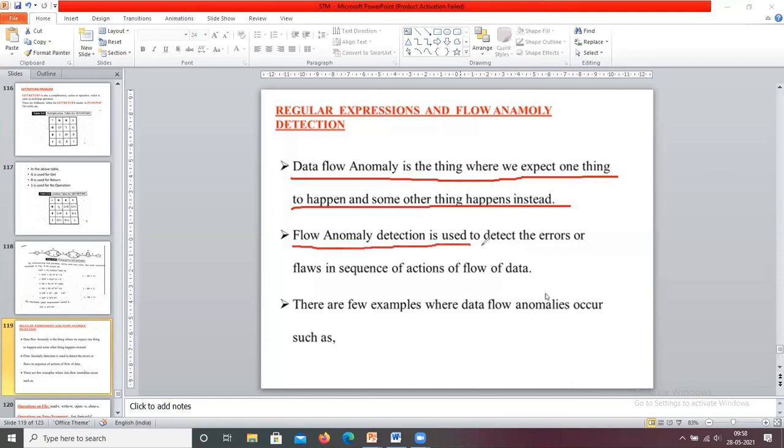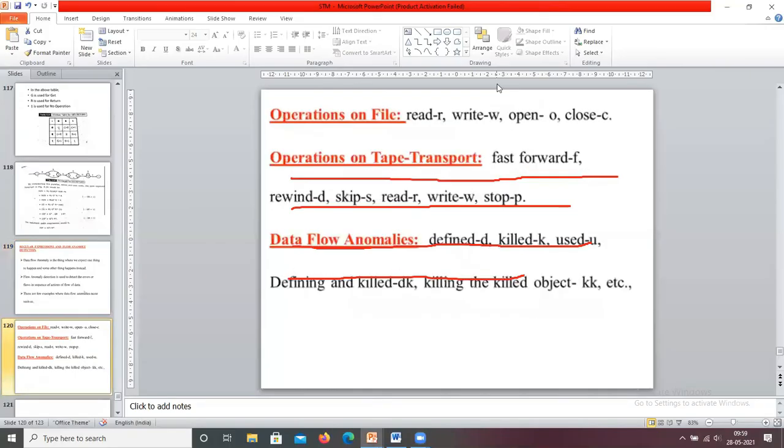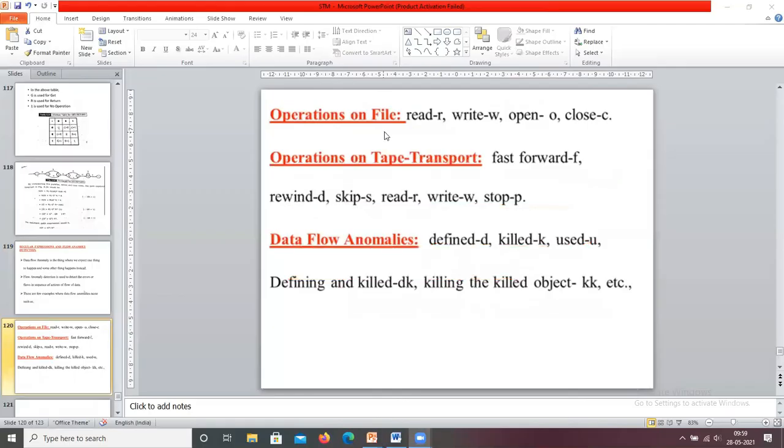Flow anomaly detection is used to detect the errors or flaws in a sequence of actions or flow of data. There are a few examples where data flow anomalies occur. These are the different types of anomalies. One is operations on file: read R, write W, open O, close C.